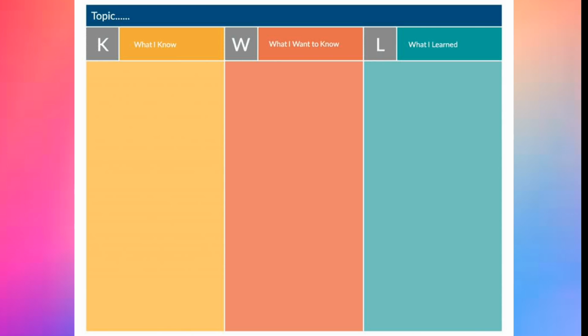Step 1. Brainstorm around the selected topic and write down everything you know about it in the K column. Step 2. Generate a list of questions about what you want to know in the W column of the chart. And Step 3. During or after reading the book or lesson, answer these questions in the L column. Now you have your KWL chart.